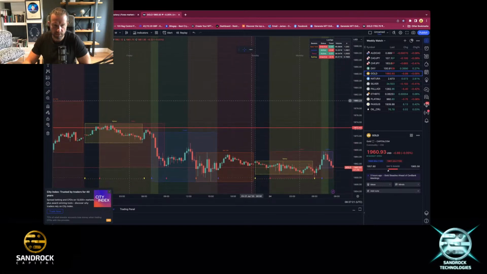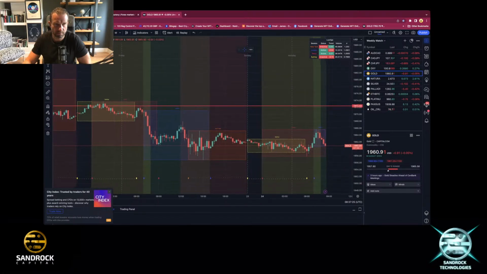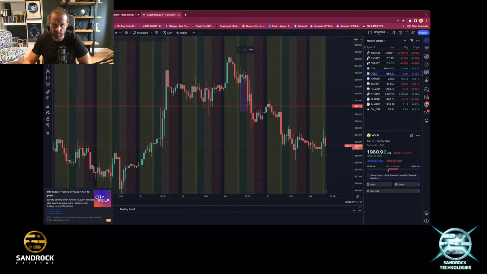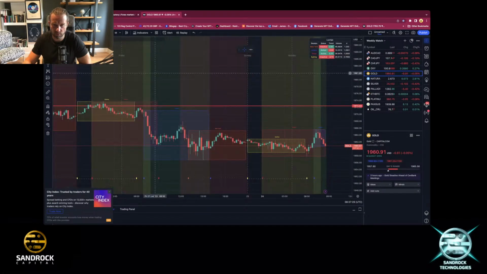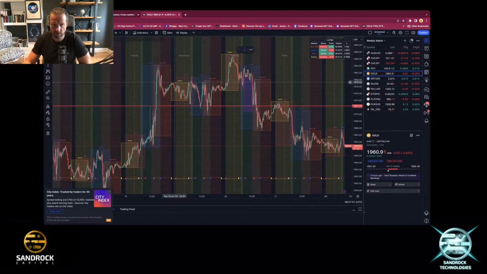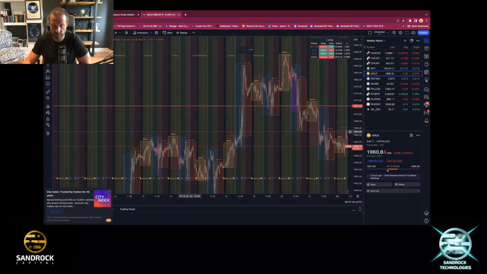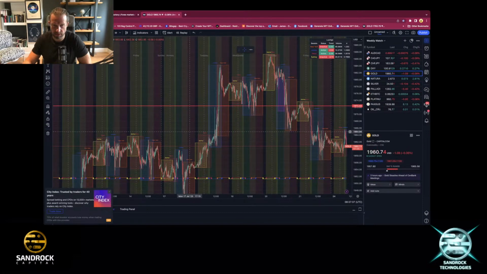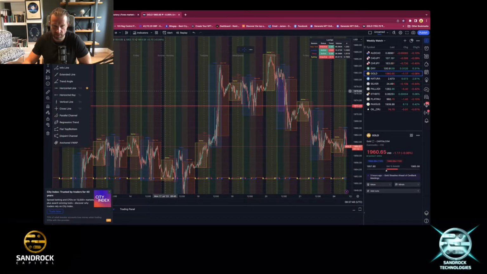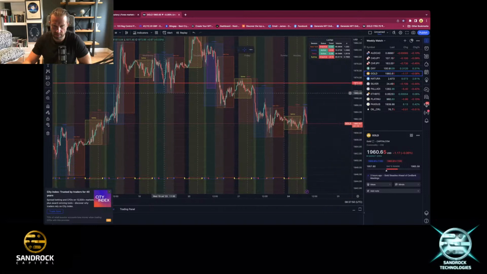You can see a bit of sideways movement here. This is a 15-minute chart. We could look and see if there are any pockets forming. Let's zoom out. It's a bit of a mess, that chart, because it's got the sessions in here, but you can see pockets forming there.